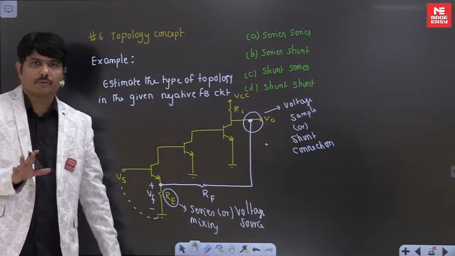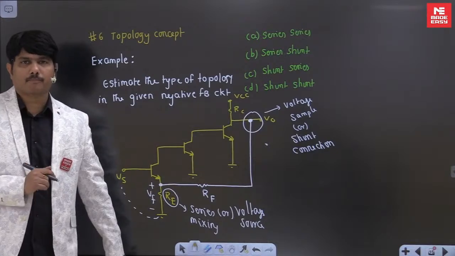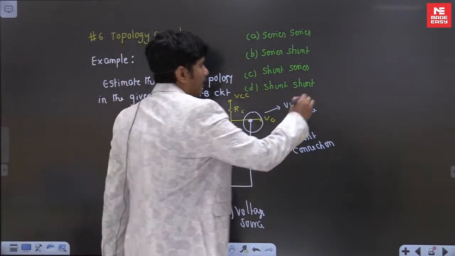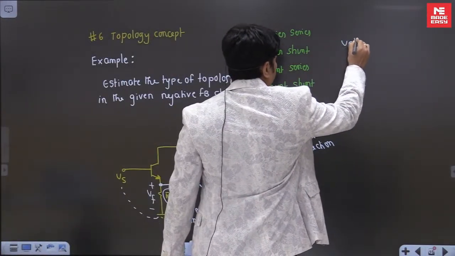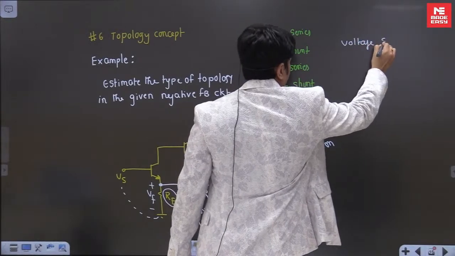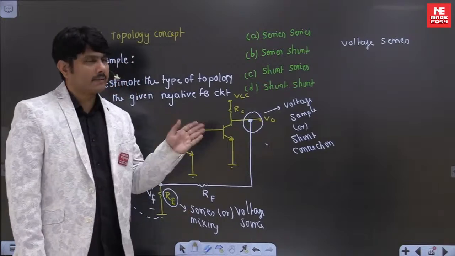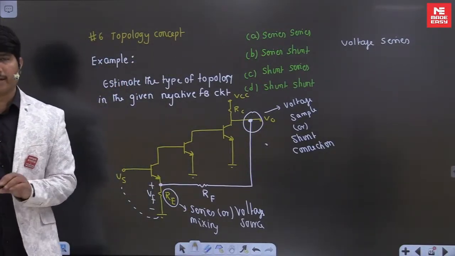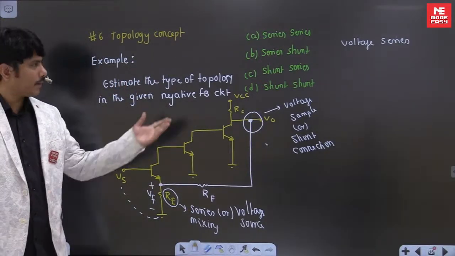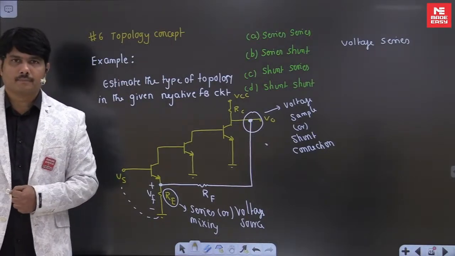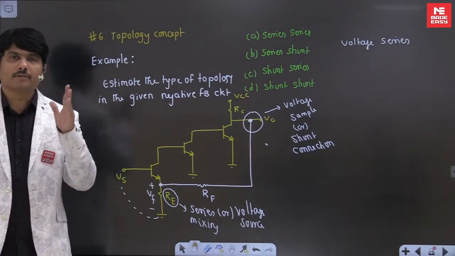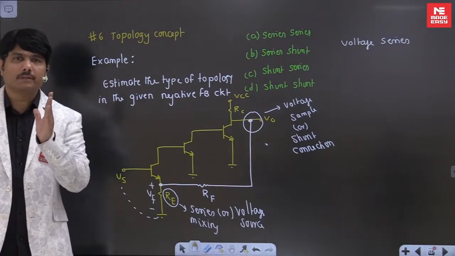Now the student should know how to write the names properly. Let's see. First name, voltage series is the correct answer. Actually, this name most of the times we follow in our subject. Voltage series is the correct word I use generally, but the examiner has not given it like that. Voltage series means output is a voltage, input is a series.